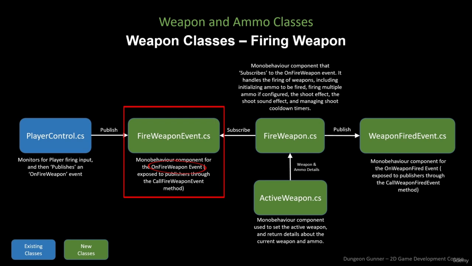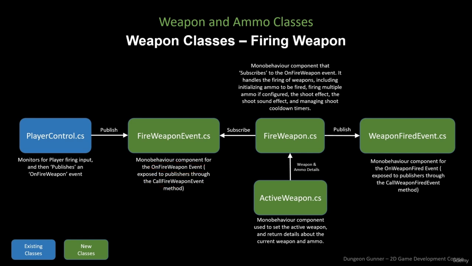So the fire weapon event component is a mono behavior component for the on-fire weapon event. And we'll also have a method called call fire weapon event exposed to publishers. So this is the same pattern that we've had before. So we have an event and then we have a method that publishers can use to actually trigger that event.